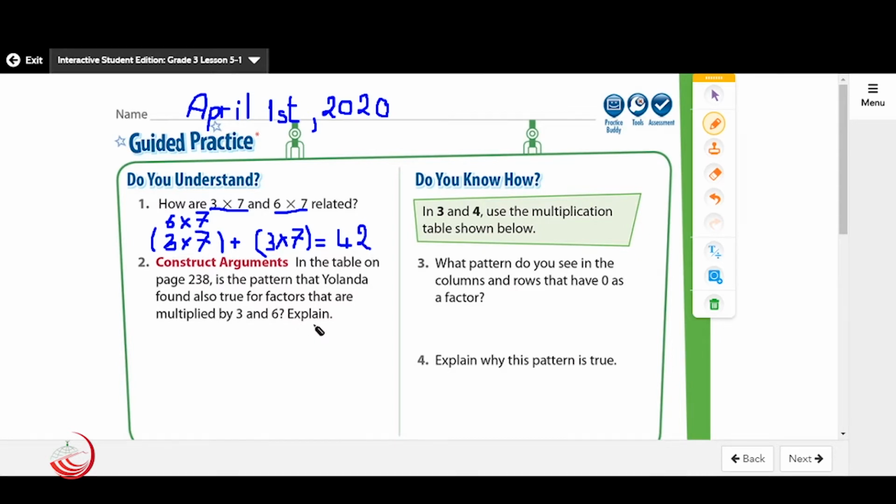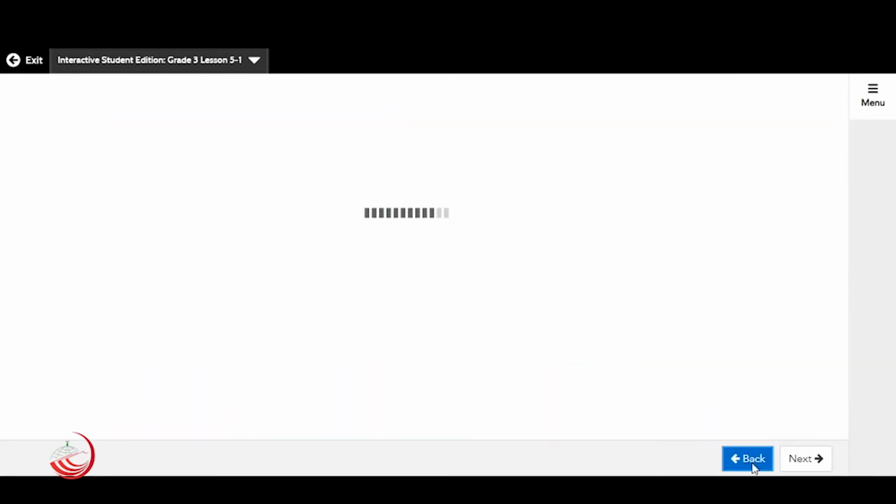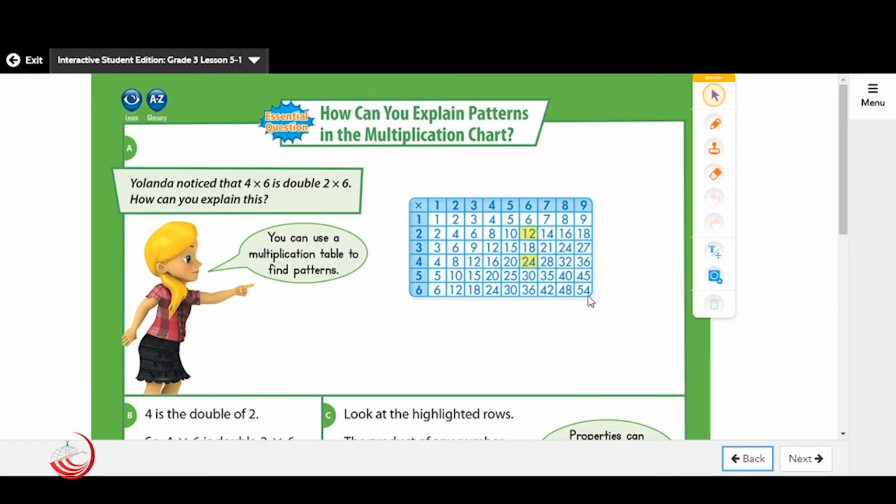Alright, great. Now, number 2, construct arguments. In the table on page 238, is the pattern that Yolanda found also true for factors that are multiplied by 3 and 6? Yes or no? What do you think? Let's go back to the table on the previous page. For 3 and 6, it's the same as 2 and 4? Yes, because 6 is the double of 3. So any product in the 6 times table is the double of the product in the 3 times table if I multiply by the same factor.